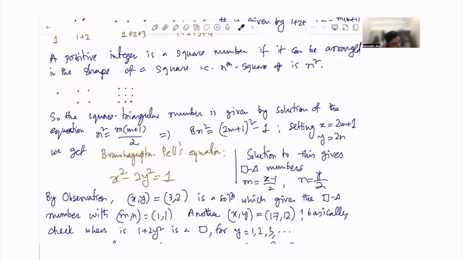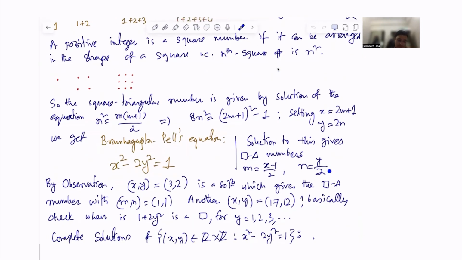So here x has to be odd, because this is even and this is odd, so x minus 1 by 2 makes sense. And you can check that y has to be even, looking at mod 4, so this also makes sense.